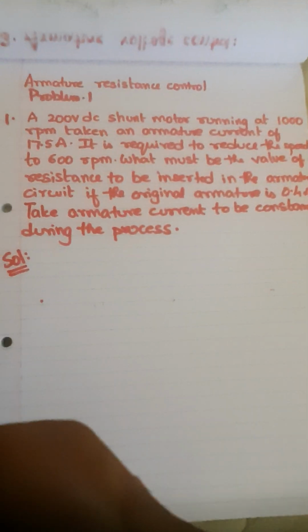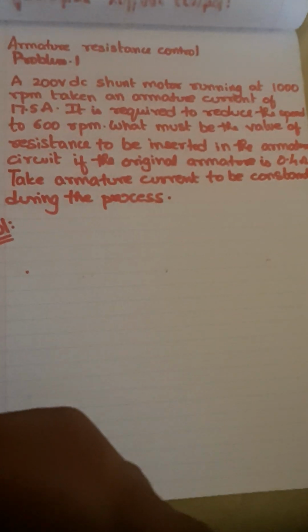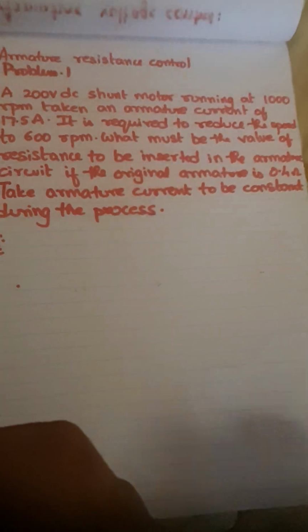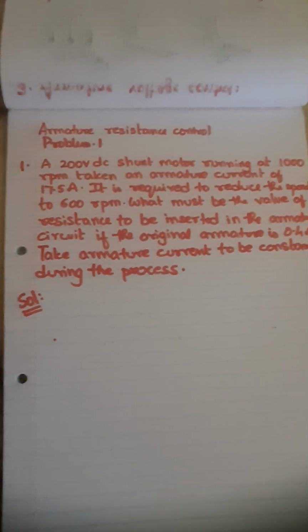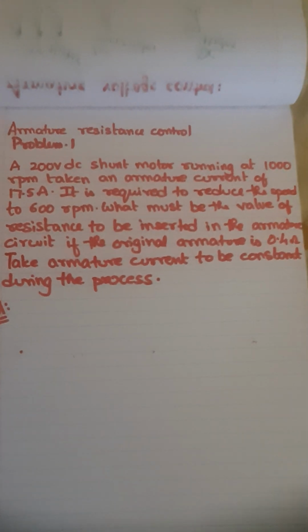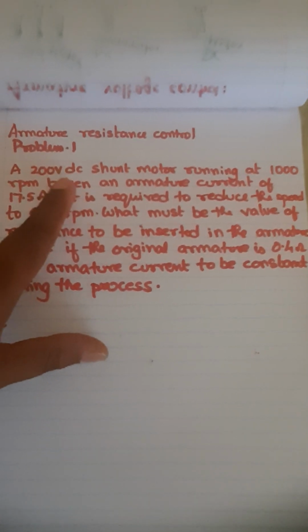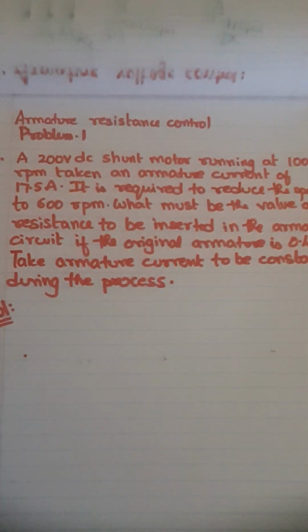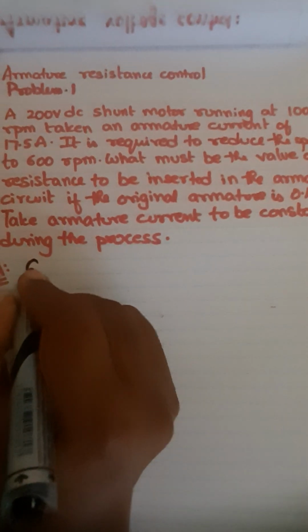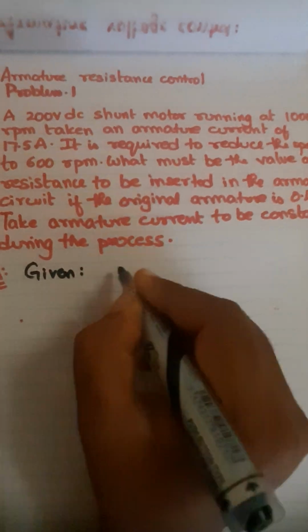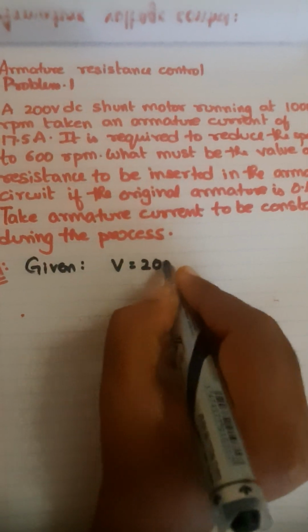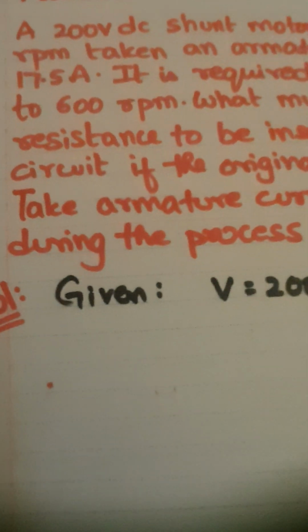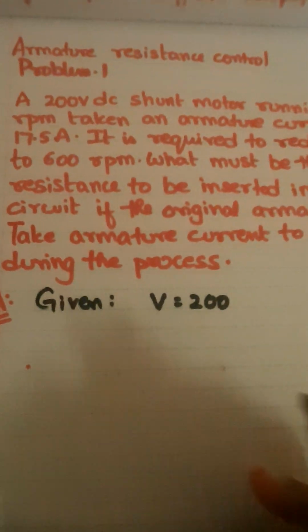Okay. So our question is about armature resistance control. If you read the question, you will understand. So what is the question saying? A 200 volt DC shunt motor. So what is the voltage? Given voltage is equal to 200 volts. That is the given voltage. Clear.